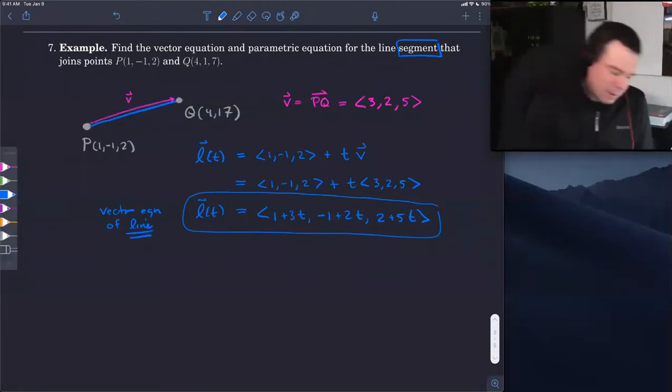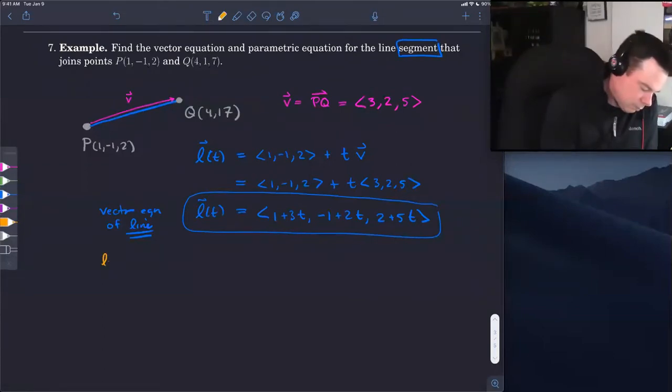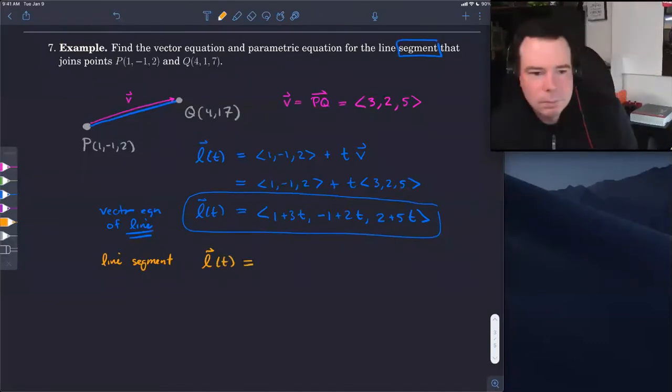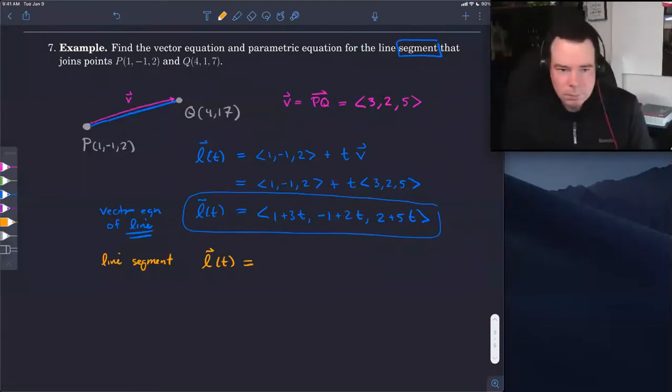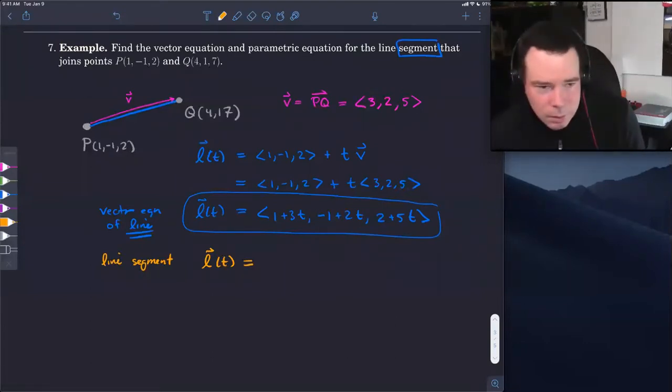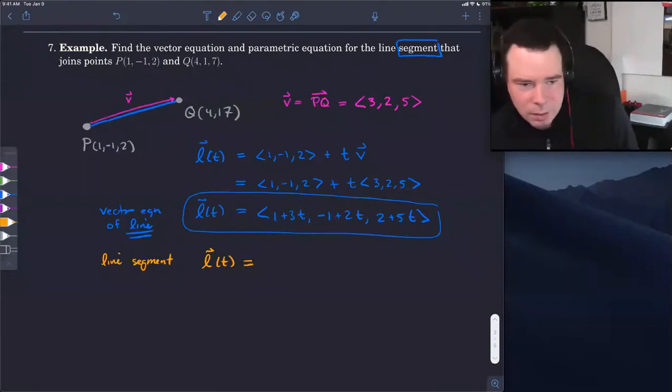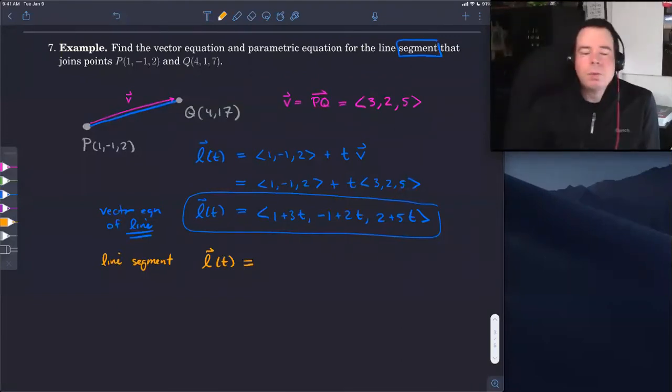But we want the line segment. So what do we do in order to get the line segment? So I see the comment there. There was a message asking, can I explain the term vector valued function? So it's a function whose value is a vector. So we just sort of interpret it backwards. A vector valued function is a function whose values coming out of them are vectors.